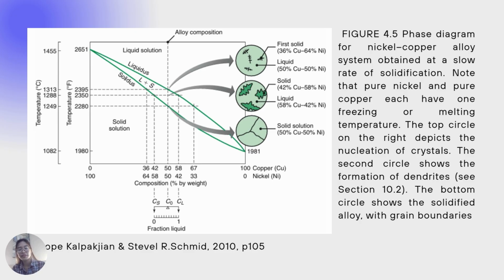The circles on the right illustrate what happens during solidification. The top circle shows the nucleation of crystals as cooling begins. The middle circle represents the growth of dendrites, or tree-like crystals, and the bottom circle shows the fully solidified structure with visible grain boundaries separating the crystals. This system demonstrates how uniform solid solutions like Ni-Cu solidify smoothly, producing homogeneous microstructures with consistent mechanical properties, ideal for corrosion-resistant applications like coins, marine hardware, and heat exchangers.